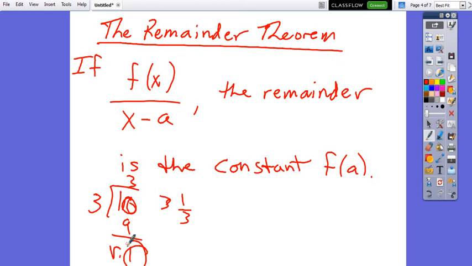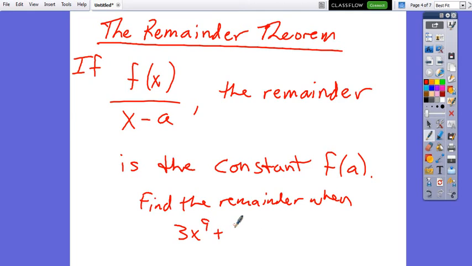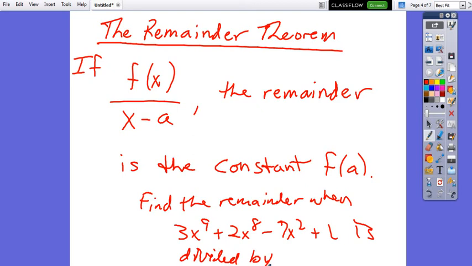All right? Don't write this down. Somebody says find the remainder when 3x to the 9th plus 2x to the 8th minus 7x squared plus 1 is divided by x plus 2. All right, now do I have to go through the whole long division process to find out what that remainder is? No. All I got to do is take the opposite of 2, which is negative 2, plug it in, and that gives me the remainder.